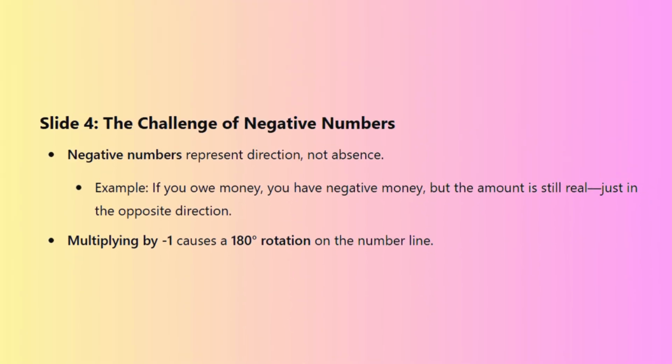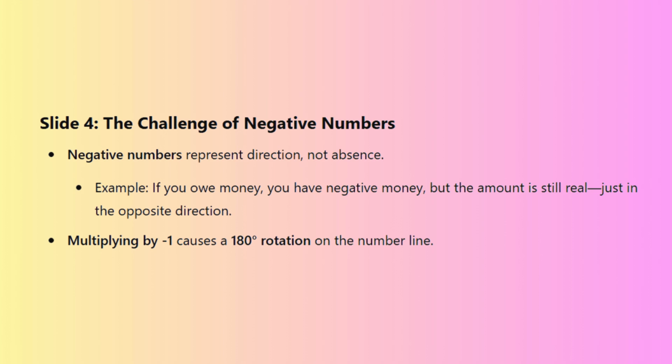Now, let's talk about negative numbers. When you multiply a positive number by a negative, you're not necessarily changing the amount, but rather the direction. For example, if I give you $20, you have $20. But if I take away $20, you have negative $20, still a real amount, just in the opposite direction.